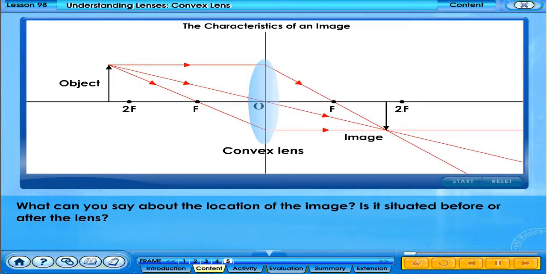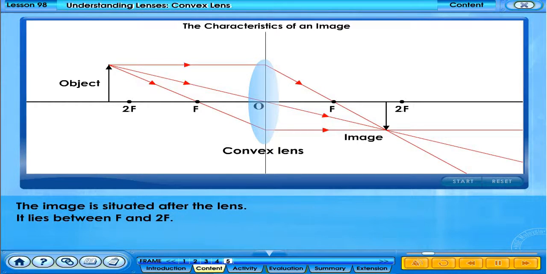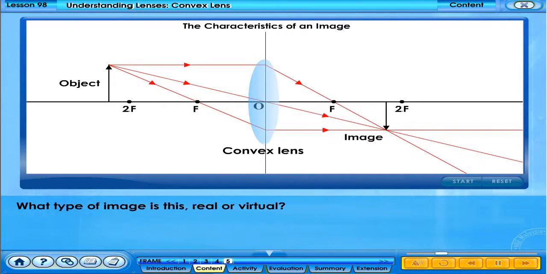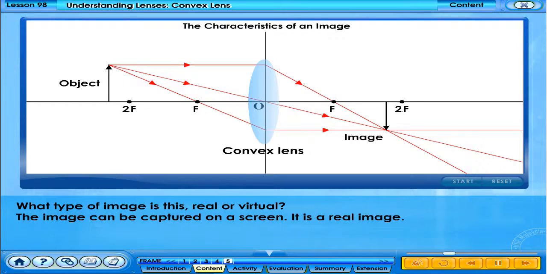Look at the image formed by the lens. What can you say about the location of the image? Is it situated before or after the lens? The image is situated after the lens. It lies between F and 2F. What type of image is this, real or virtual? The image can be captured on a screen. It is a real image.